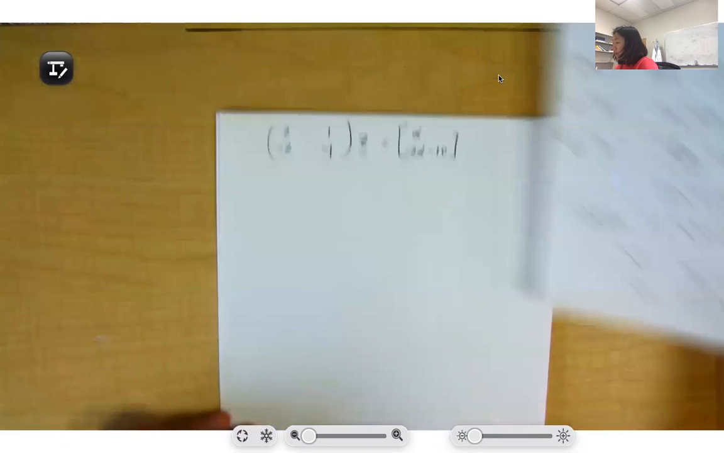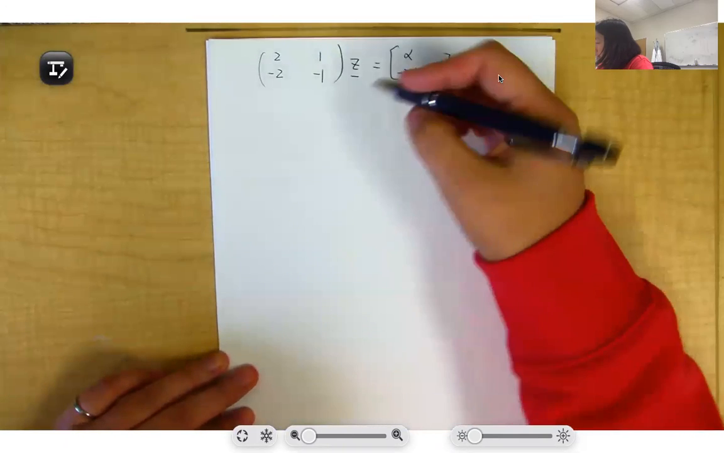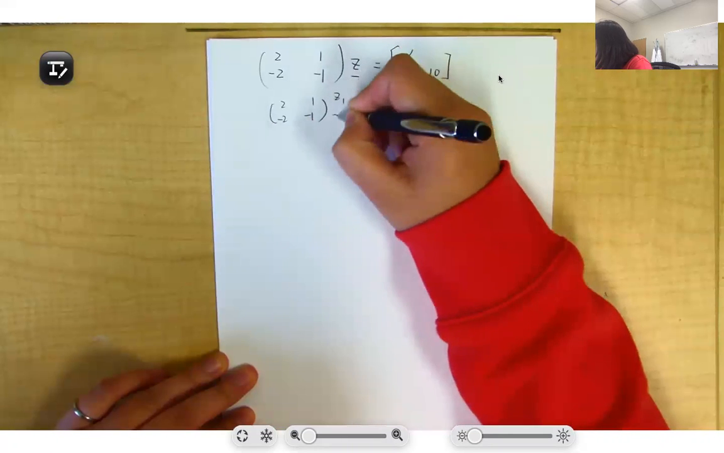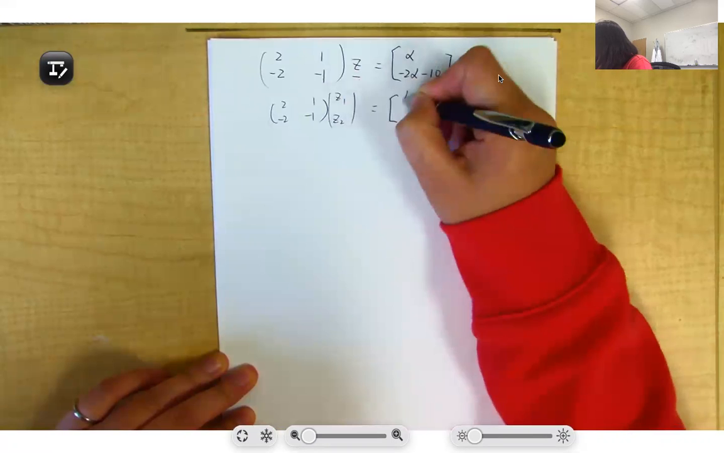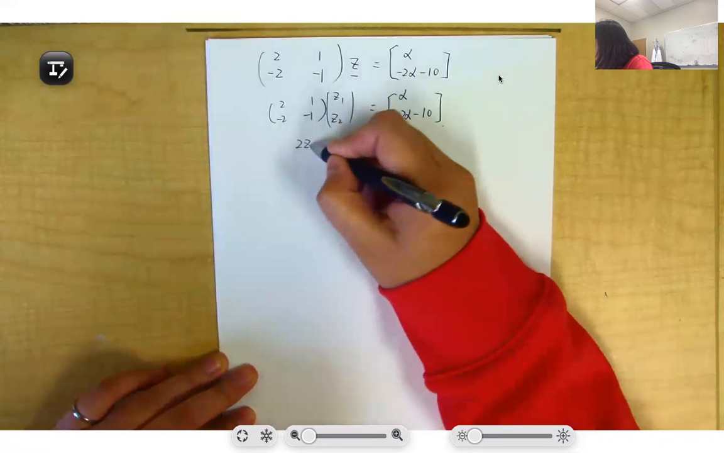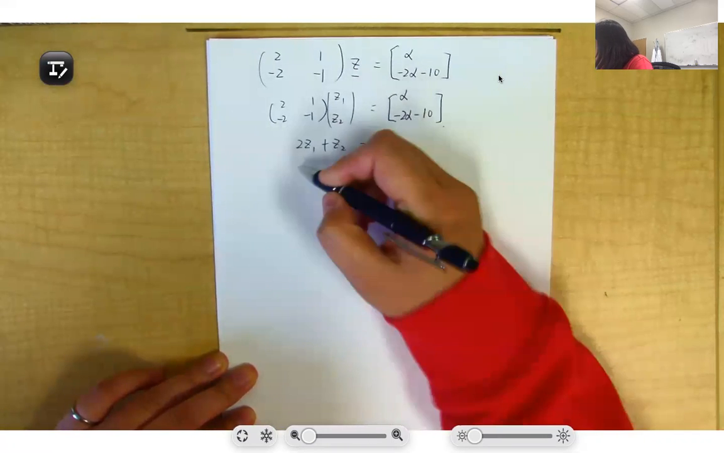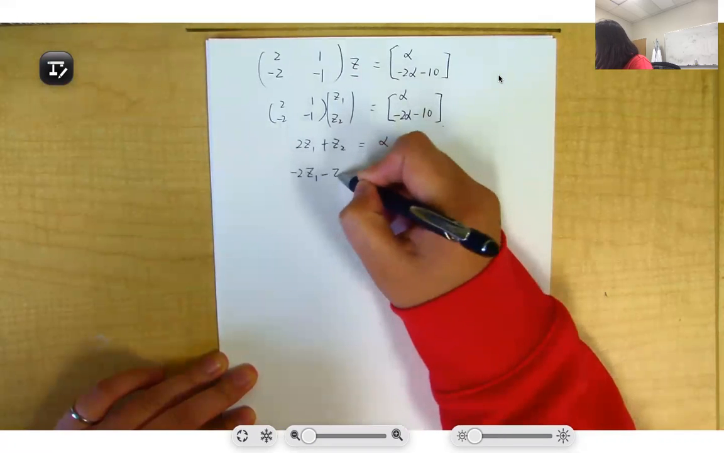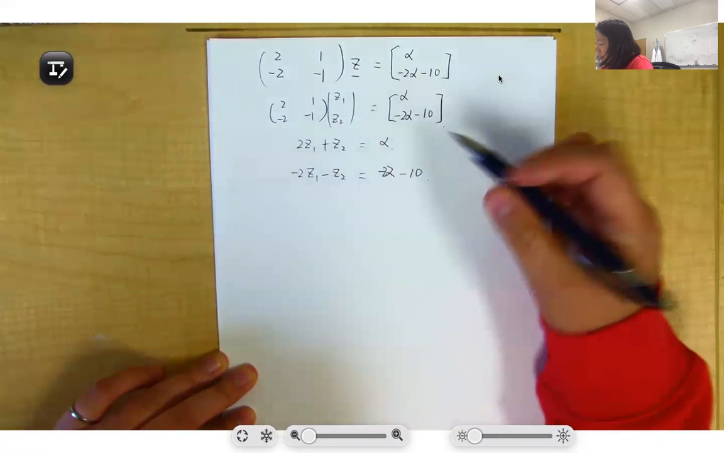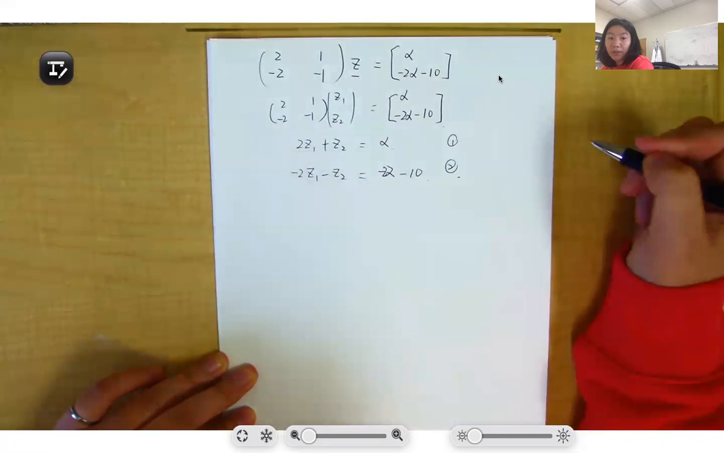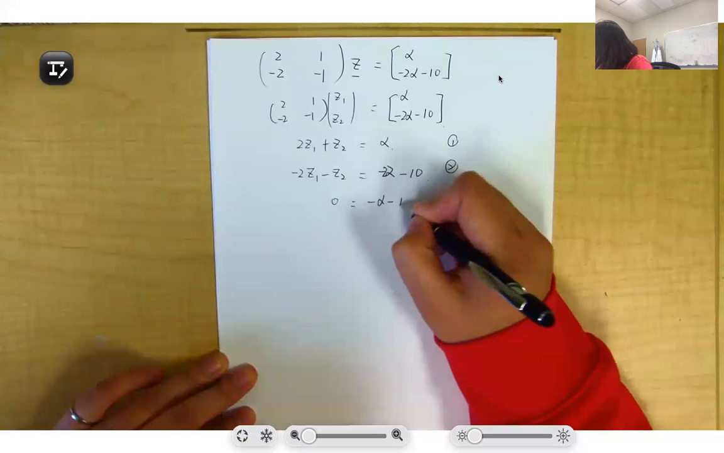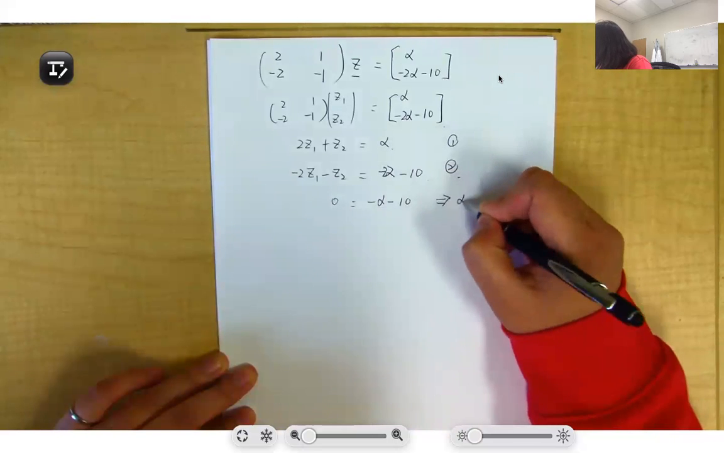Okay. Then we are solving these equations. We can write this z as z1, z2. So 2, -2, 1, -1, z1, z2 equals alpha, -2 alpha minus 10. And you can get 2z1 plus z2 equals alpha, and -2z1 minus z2 equals -2 alpha minus 10. If you add equation 1 and equation 2, you get 0 equals negative alpha minus 10. So you can get our alpha equals -10.